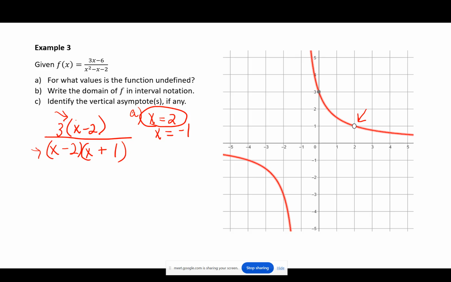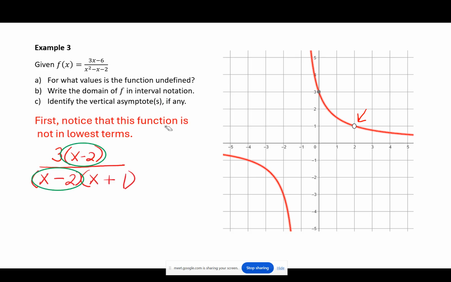So the only asymptote we're going to have here for this one is x equals -1. So you've got that factor on top and bottom, which means that x equals 2. There's no value for the function there, but it is not an asymptote. So for part B, it says write the domain of f in interval notation. So we got to do that.